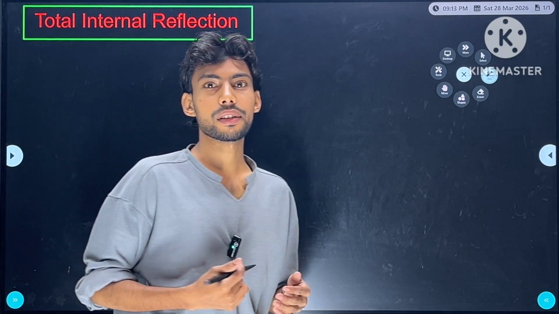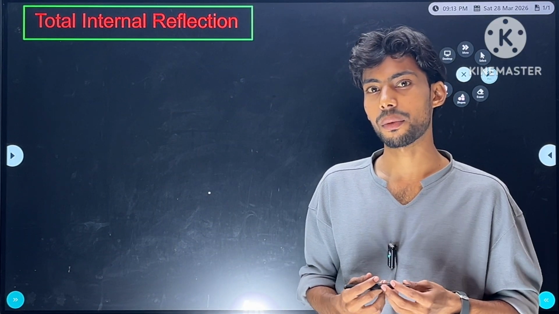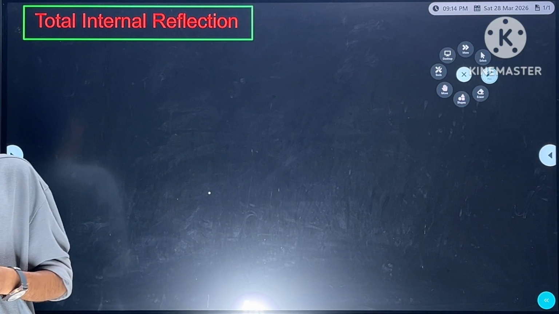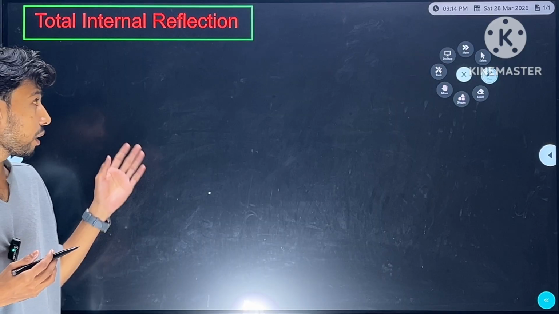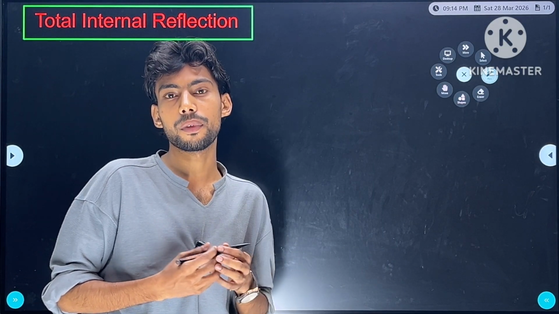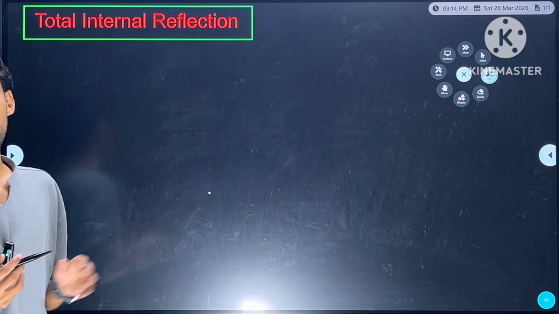Hello, good evening, students. So, today we are going to study an important topic from optics of class 12th, that is total internal reflection. It is having many applications, as you have studied in class 10th also, that rainbow formation is also having the application of total internal reflection.